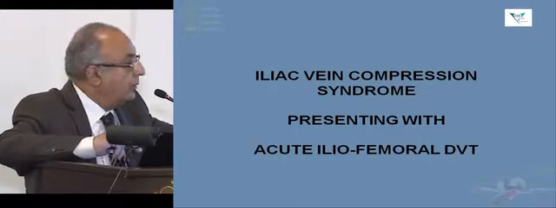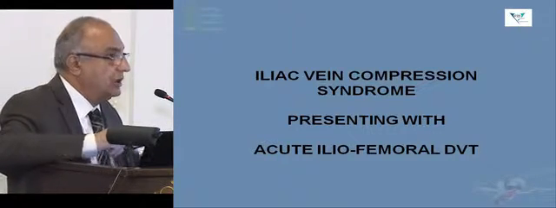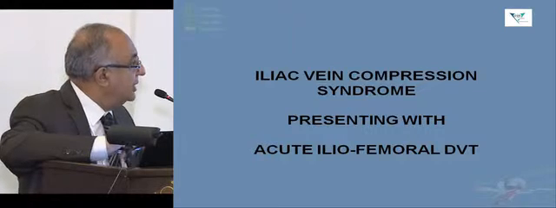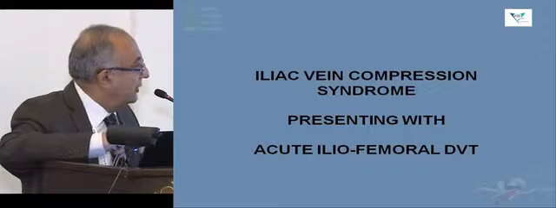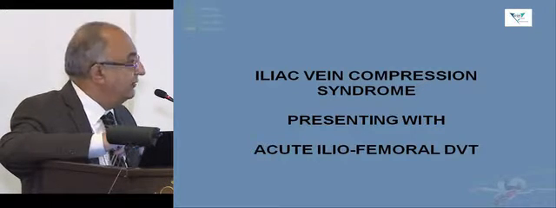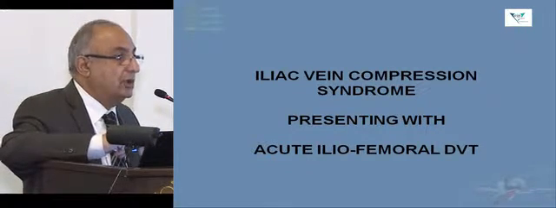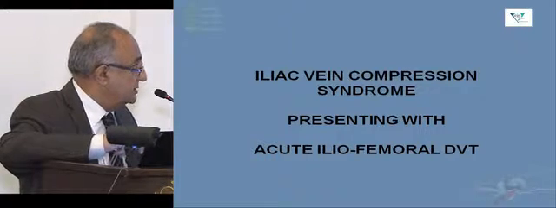There were a young group of patients, mean age 34, slightly more females than males, minimal comorbidities because they're mostly young patients, mostly left side, but iliac vein compression syndrome can also occur on the right side in rare cases.